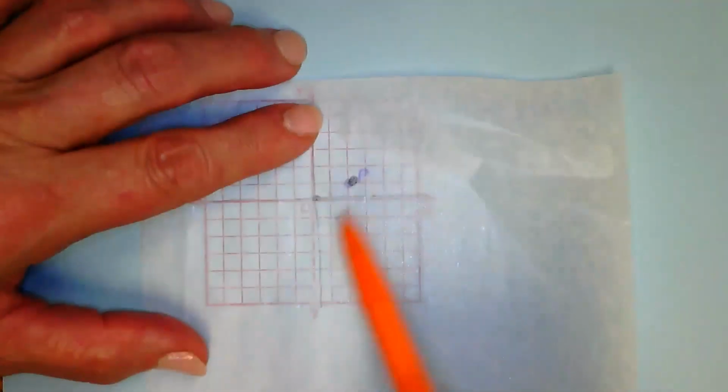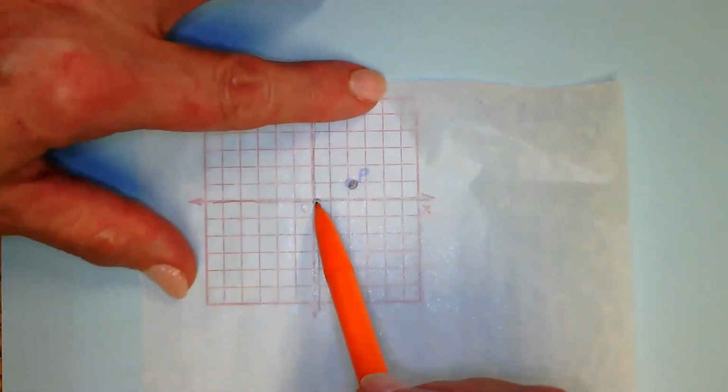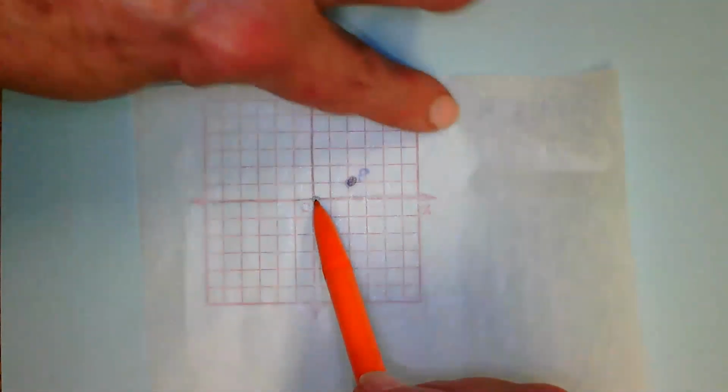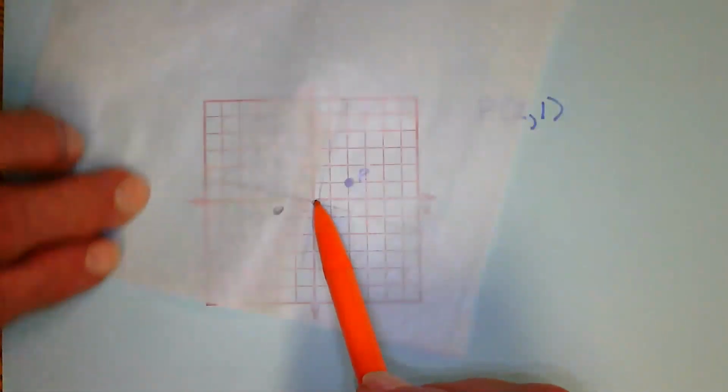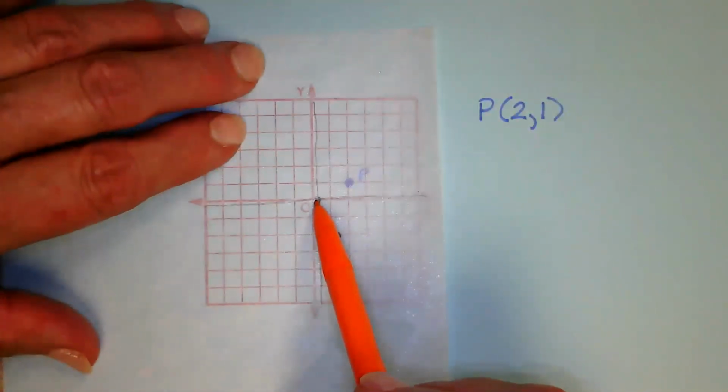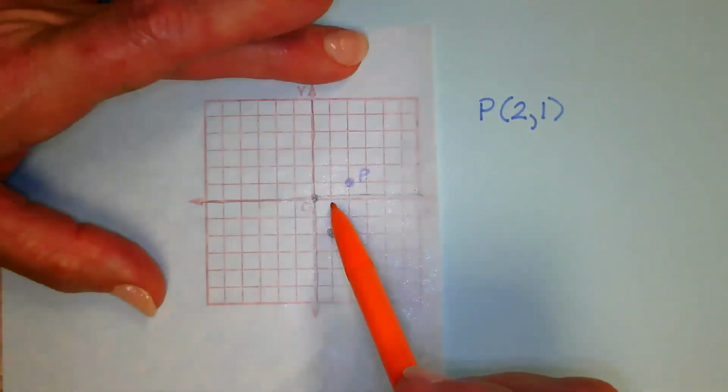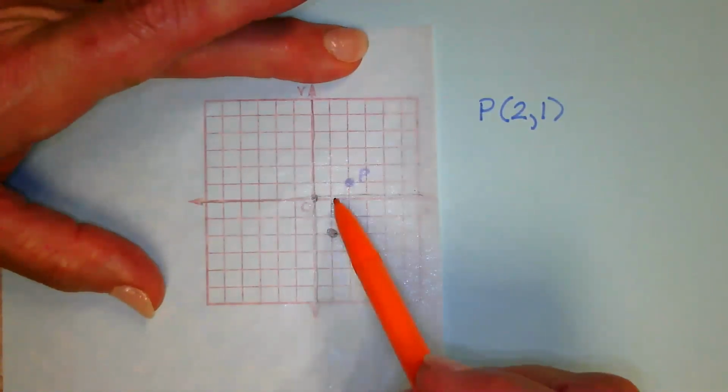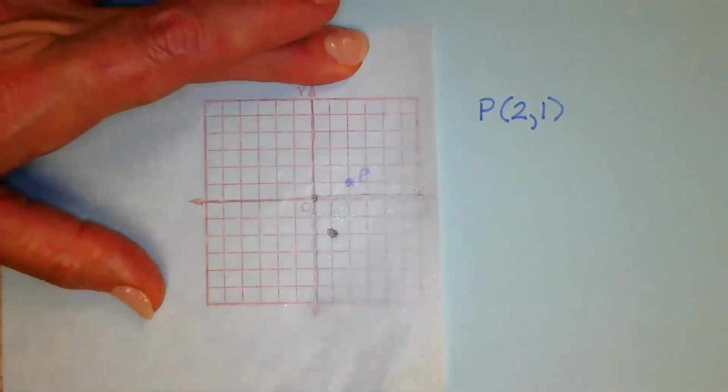All right, start over, line it up again. And I want 3 turns to the left. 1, 2, and 3. You can see it's here at 1, negative 2.